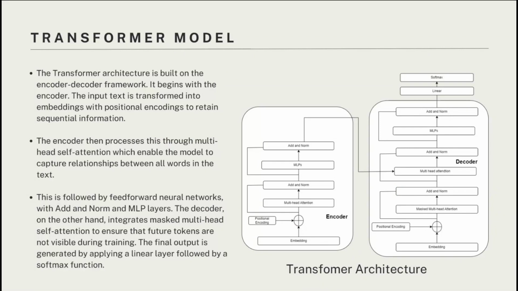The transformer architecture is built on an encoder decoder framework. So it begins with the encoder, where the input text is transformed into embeddings with positional encodings, and then it retains information from there. The encoder then processes this through multi-head self-attention, which captures relationships between words in the text, and then this is followed by feed-forward neural networks with add and norm and MLP layers. The decoder, on the other hand, uses masked multi-head self-attention to ensure that the future tokens are not visible during training, and the final output is then generated by applying a linear layer followed by a softmax function.